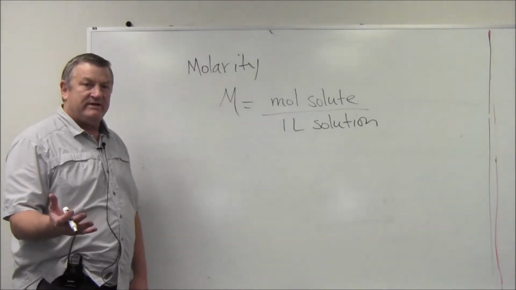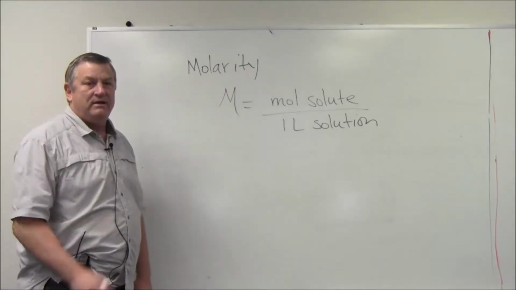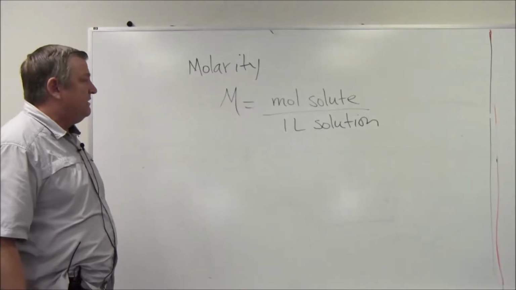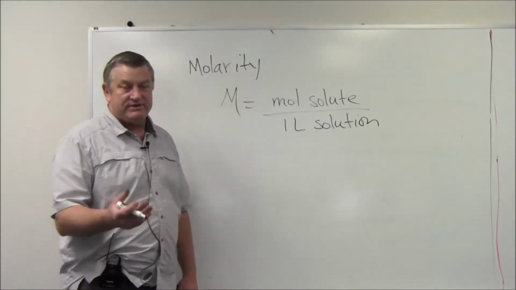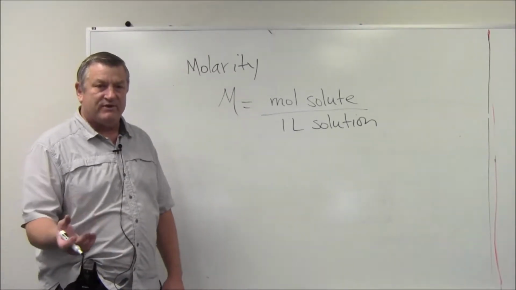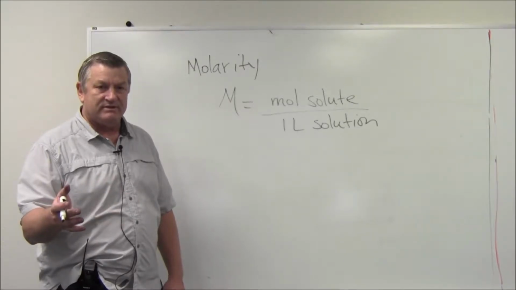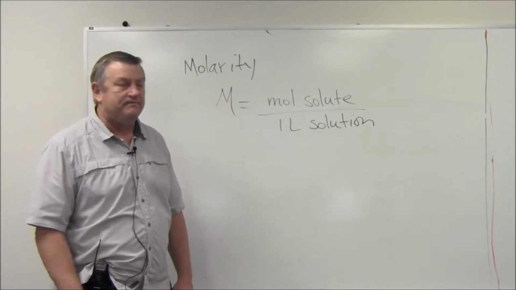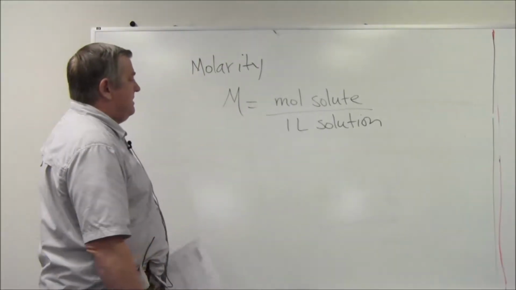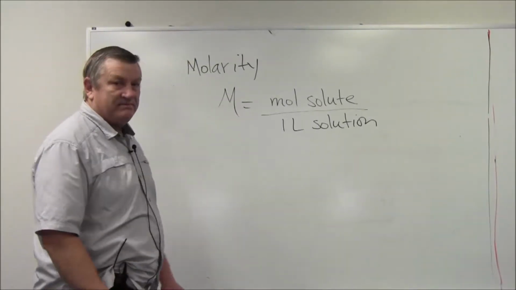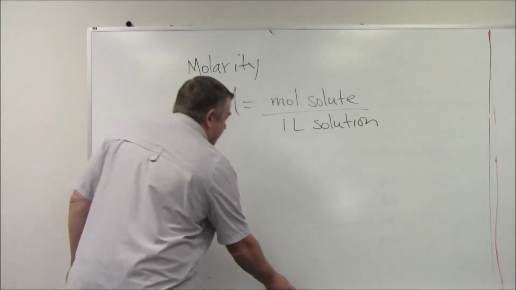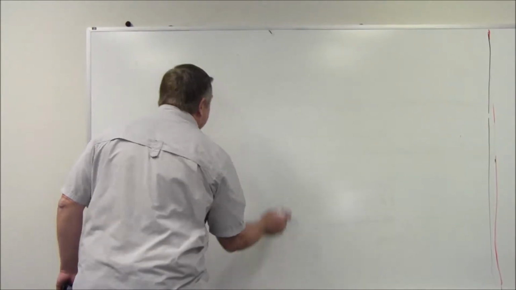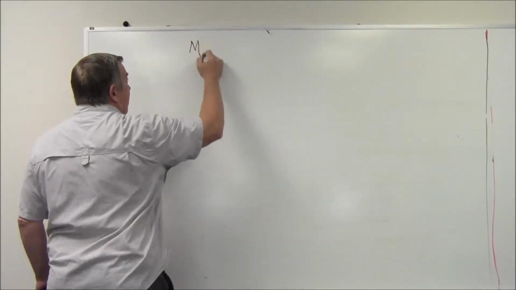And so the denominator here is the whole volume, the whole solution. Okay, and so you can't measure moles on a balance, but you can measure grams and then do a gram to mole conversion and then divide that by the total volume to get the molarity of that solution. So let's go ahead and do a simple problem with molarity. So let's go ahead and keep that equation up here.